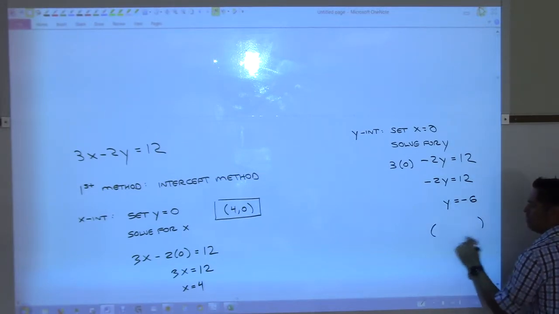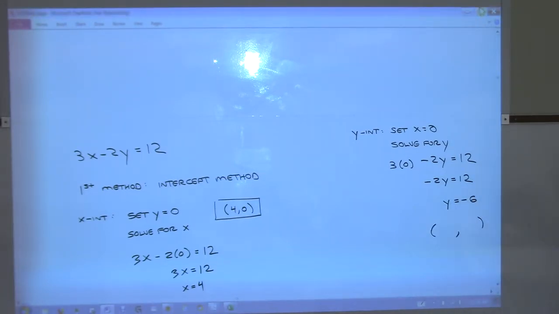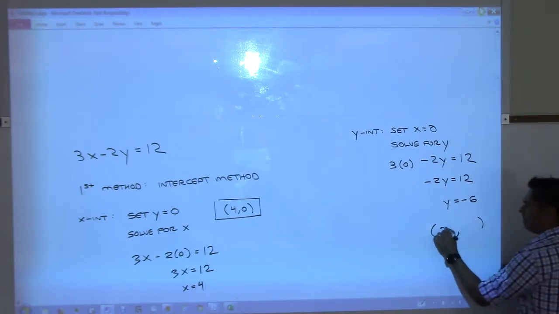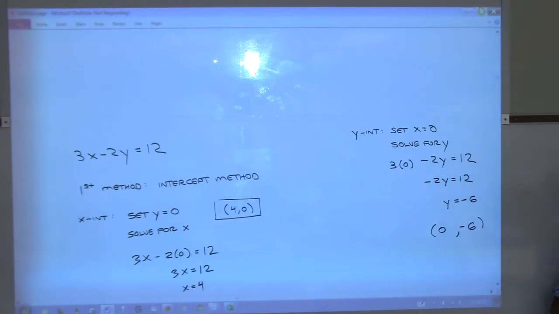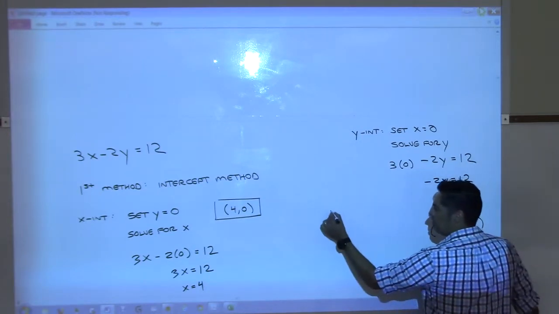So what is the point that we have for the y-intercept? What are its coordinates? What's the x, what's the y? 0 and then negative 6, right? There we go. That's all we need, 2 points, right? With 2 points, you can draw the line. So let's do this right here.